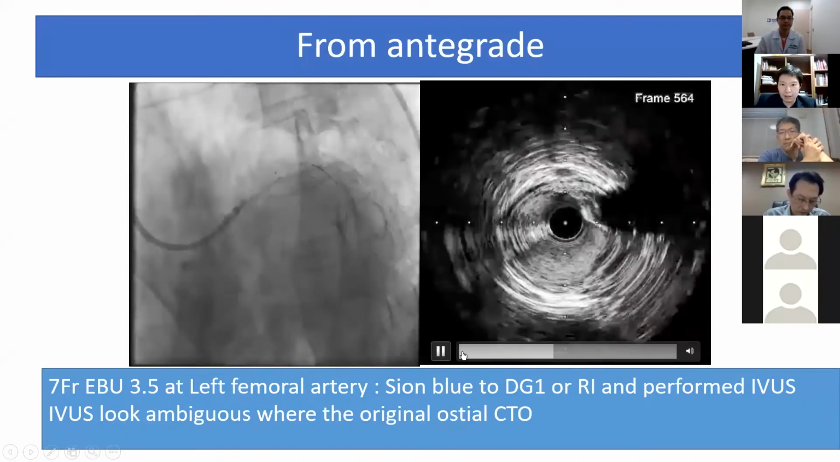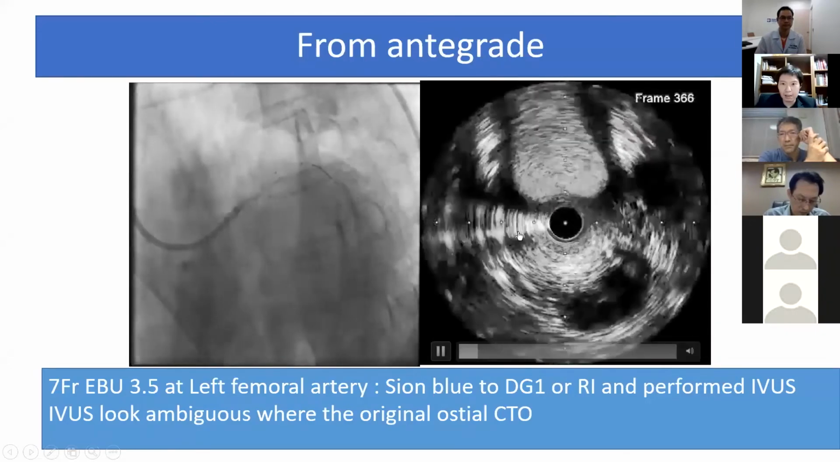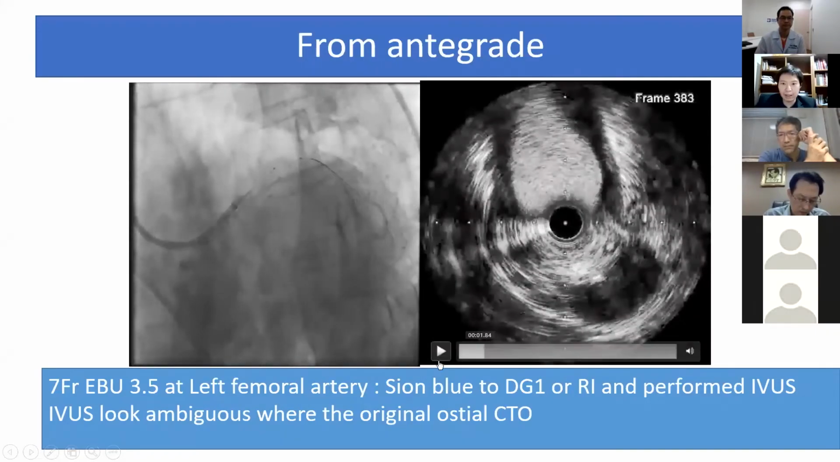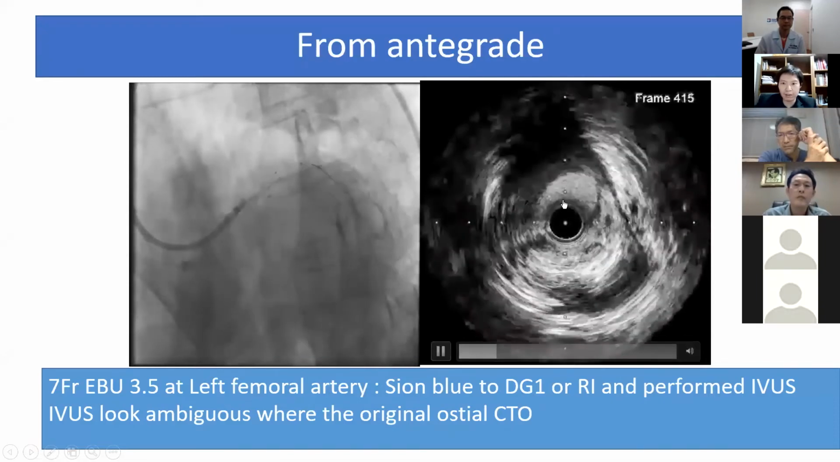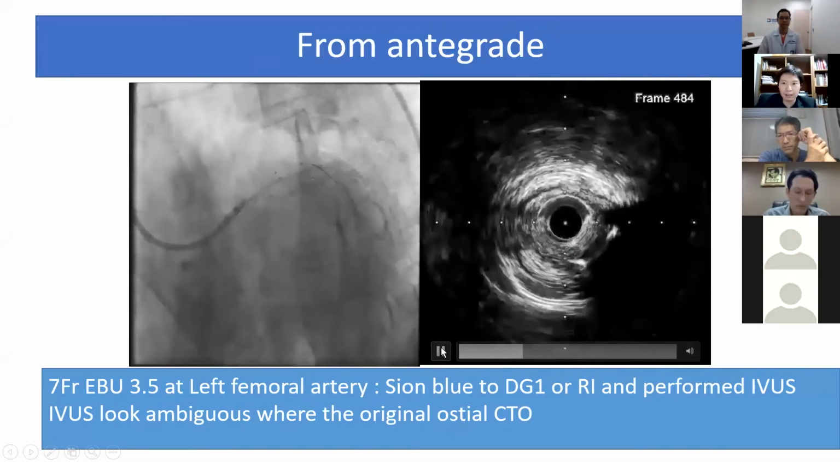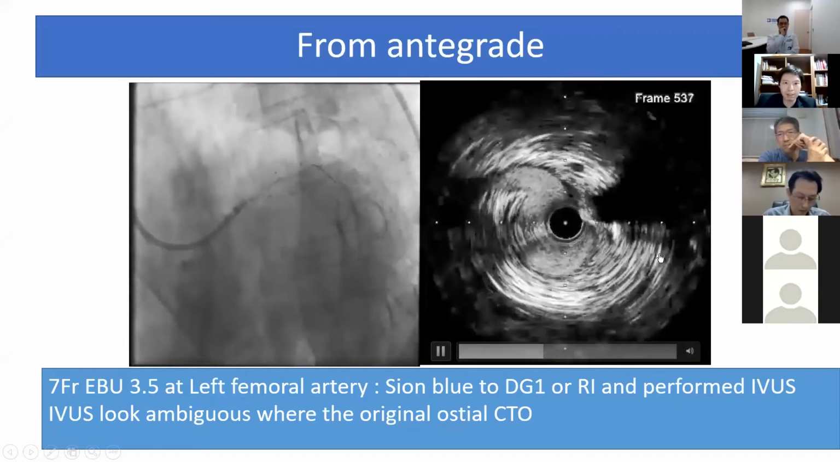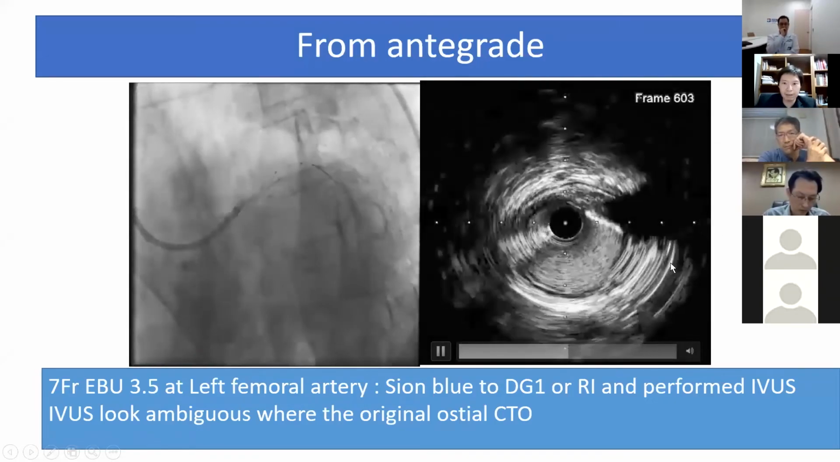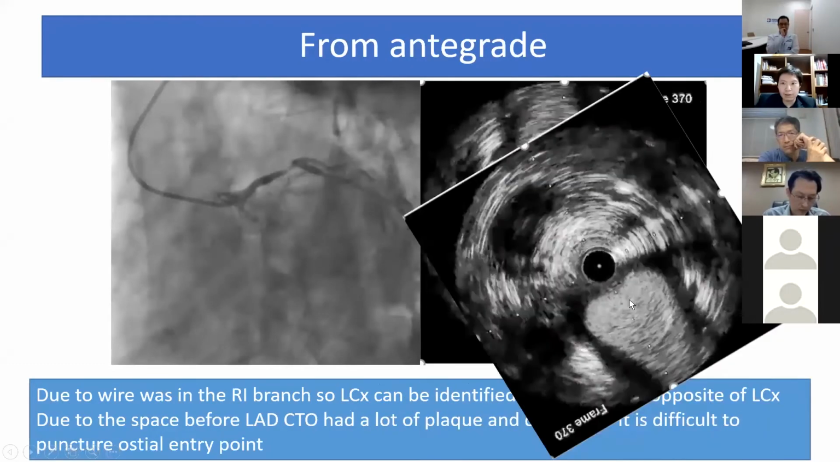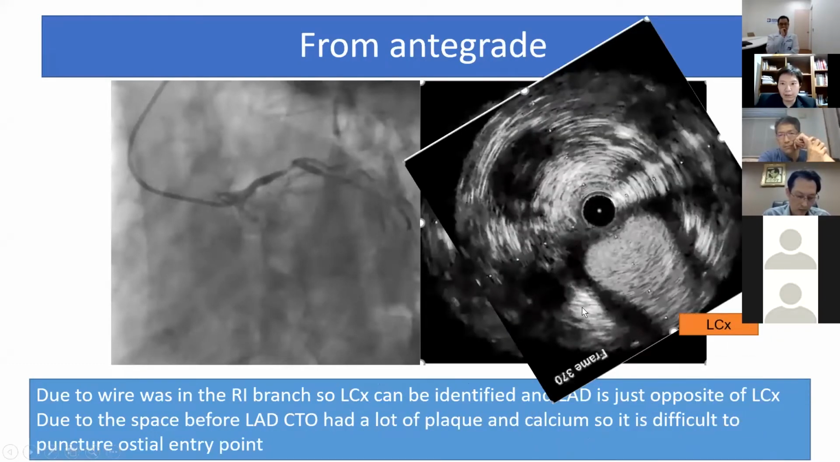So this is the pullback from the RI, as everyone can see. This is the circumflex here, and the LAD is opposite of the circumflex entry. And the left main is quite calcified with some thick fibrous part. So when I change the view, I think the circumflex is here and the LAD is opposite compared to the picture. So the puncture point might be here.